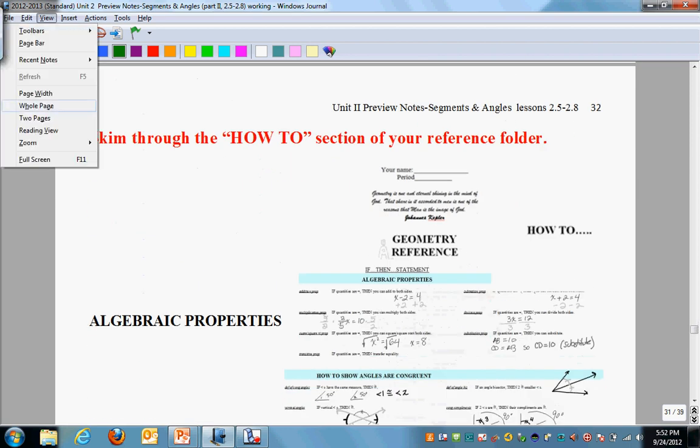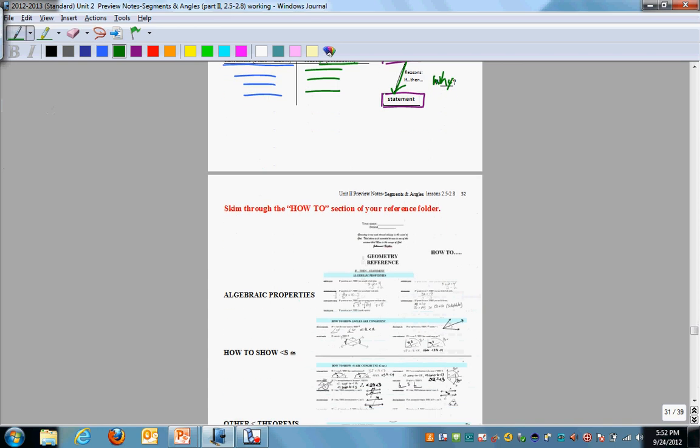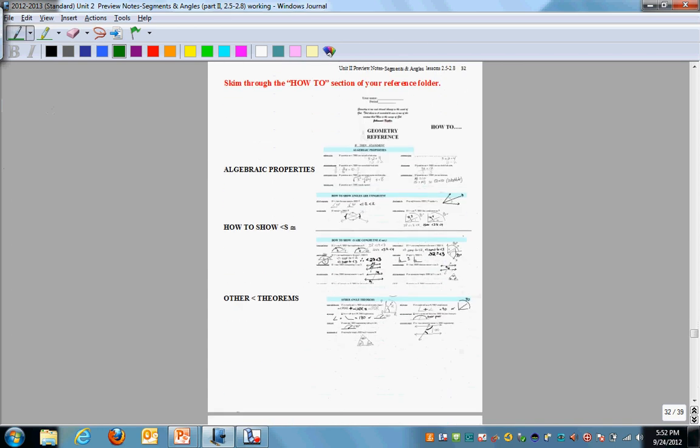It is important that you are extremely familiar with this section in your reference book. Again, find your geometry reference, find the first blue section, How To. You should flip through these sections here: algebraic properties, how to show angles congruent, and other angle theorems.